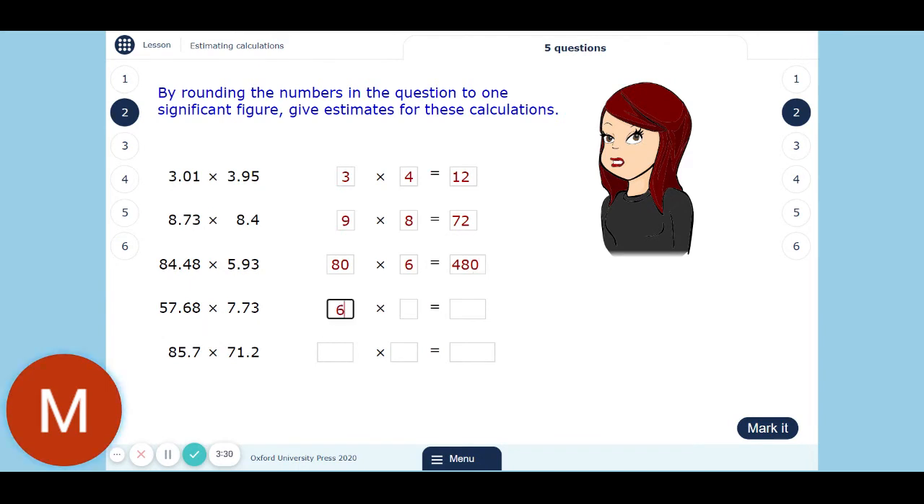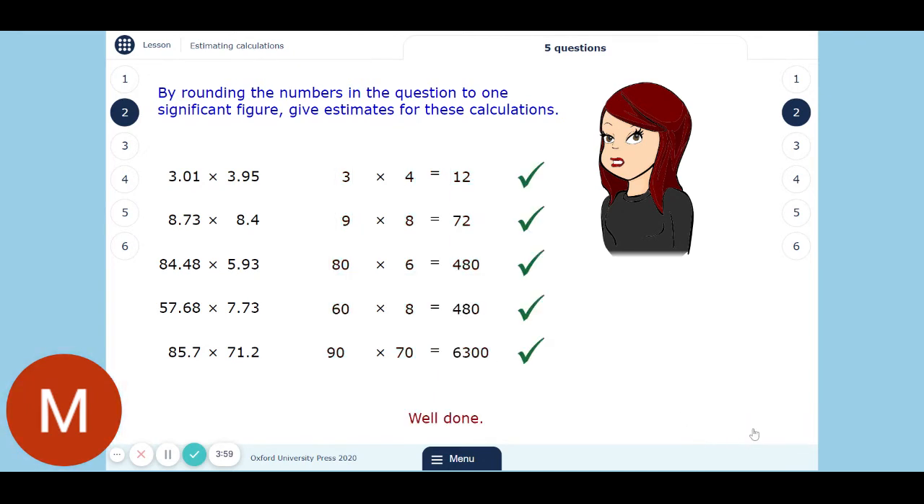57.68 rounds to 60. 7.73 rounds to 8. Again, 6 times 8 is 48, and add the 0 on. 85.7 is going to round up to 90. It's a little bit closer to 90 than 80. And 71.2 is going to round to 70. 9 times 7 is 63. There are 2 zeros to add on. So much easier doing it this way.